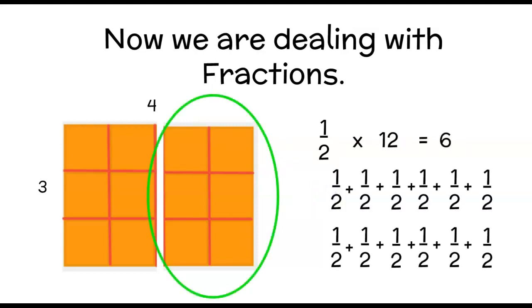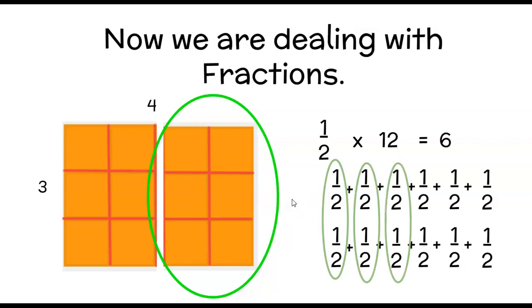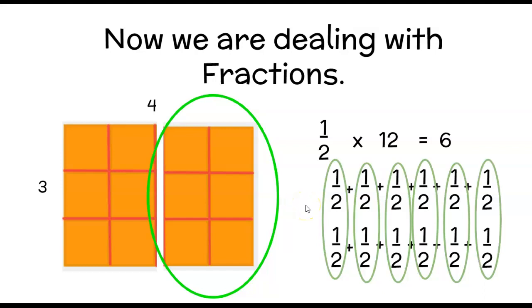Let's see if that's true. So we have 1/2, and yes, this took forever to add together or write down. And I have it 12 times, so I'm going to group them because I know 1/2 plus 1/2 is 1 whole. So I'm going to make my little 1, 2, 3, 4, 5, and yes, 6. So we just proved that 1/2 of 12 is in fact multiplication.